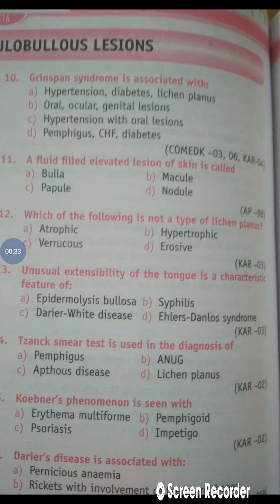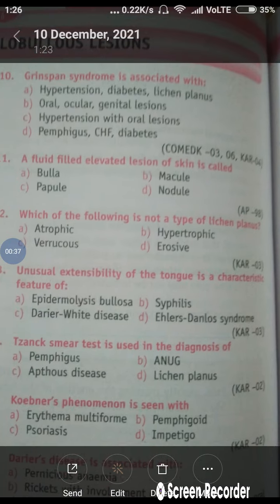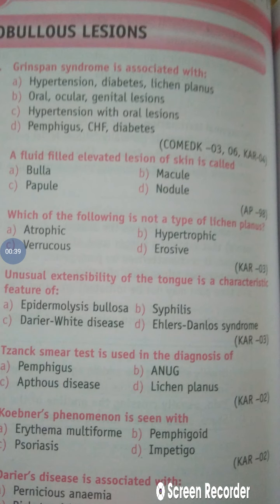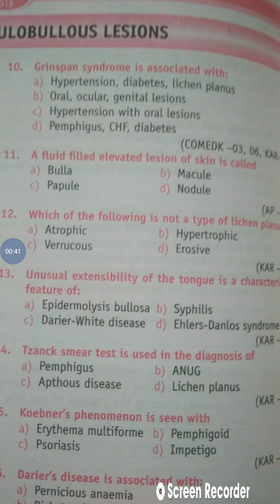Greenspan syndrome is associated with what? The options are hypertension, diabetes, lichen planus, oral ocular genital, hypertension with oral lesions, pemphigus, CHF, and diabetes. So there is a trick to learn this question. Whenever something Greenspan comes, span means life.